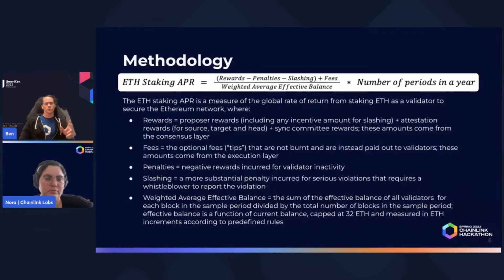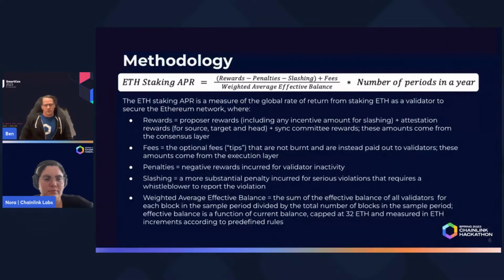Let's take a closer look at those APR calculations. I mentioned the data providers are collecting data from both the consensus layer and the execution layer. From the consensus layer, they're getting rewards, tracking out any penalties and slashings. And they're adding to that the optional fees from the execution layer. And that gives us a total net returns for any given block or epoch or period of time.